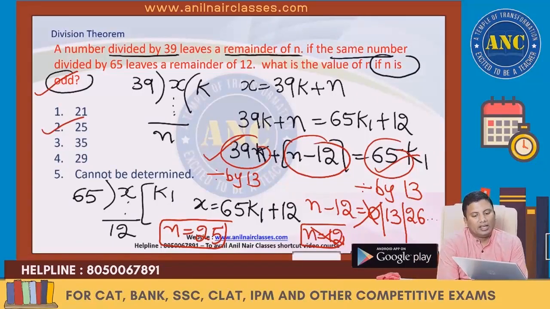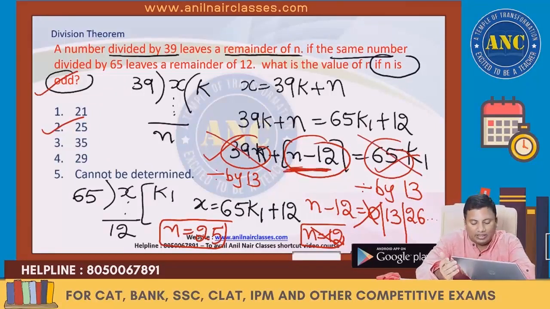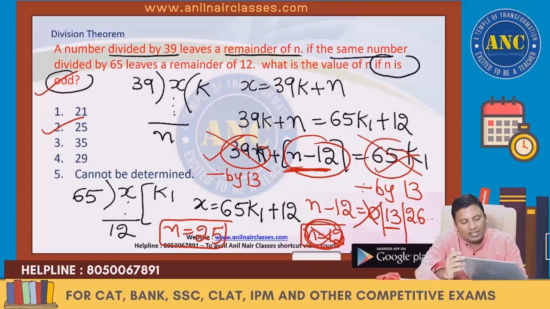I hope it is clear. N value is 25. Again I am explaining. There is a number x. X when divided by 39, remainder n. Same x when divided by 65, remainder is 12. So equating, 39k plus n is 65k1 plus 12. 39k plus n minus 12 is 65k1. Divisible by 13, divisible by 13. N minus 12 is divisible by 13. If n minus 12 is 0, n value is 12, but n should be an odd number. So the next value is 25.